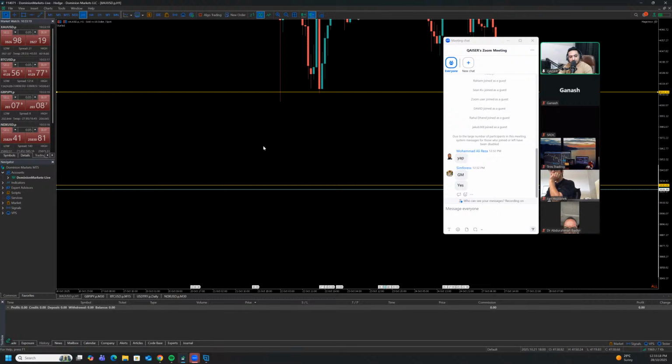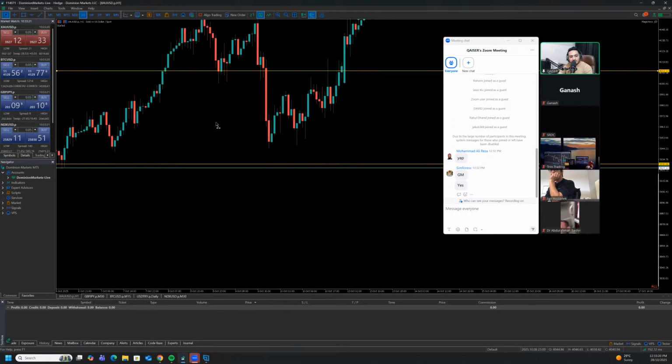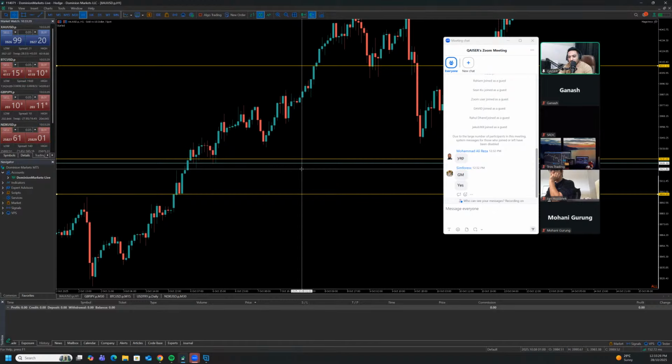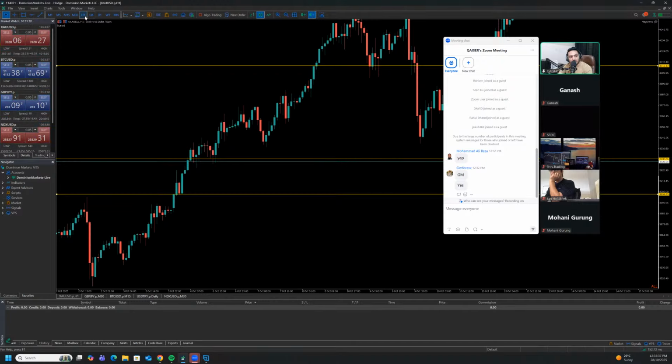Actually, on the left hand side on H1 we have these rejections, and below this rejection we have this clean traffic on the left hand side, below 3920, I would say. Yeah, such a 200 pip range on the base of H1.